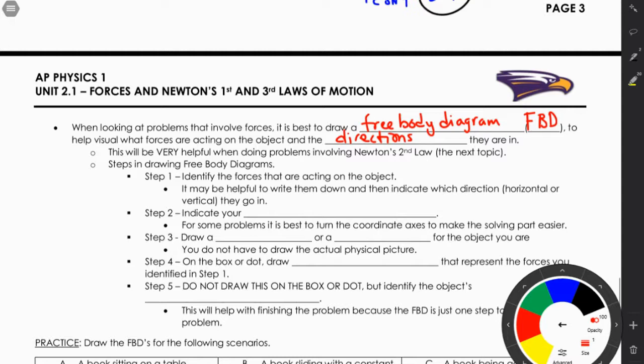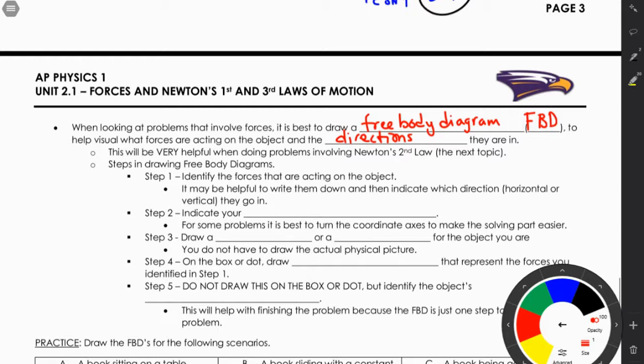Step one: identify the forces that are acting on the object. If you're just getting used to doing free body diagrams, it may be helpful to write them down and organize a little bit of a chart, like that one's going in the horizontal and one's going in the vertical direction. As you gain experience, you don't typically write them down. As you get more comfortable with free body diagrams, you just go for it.